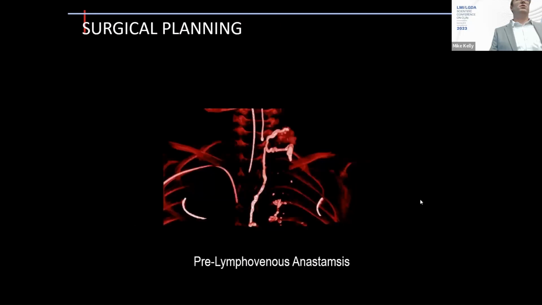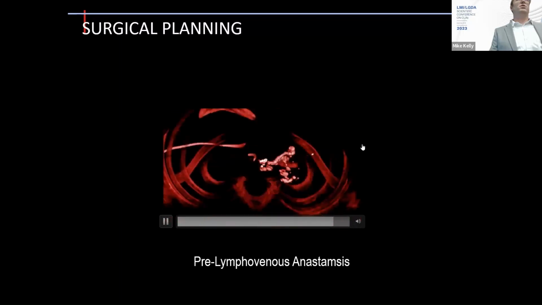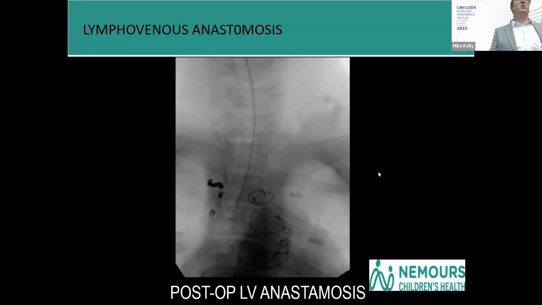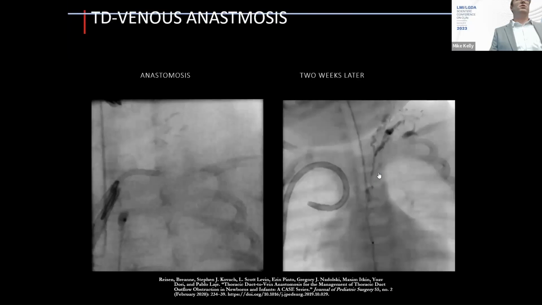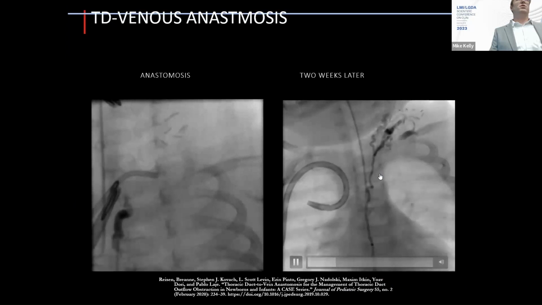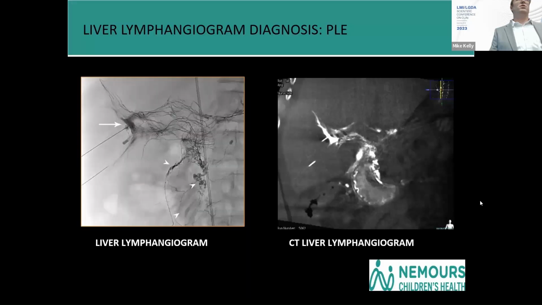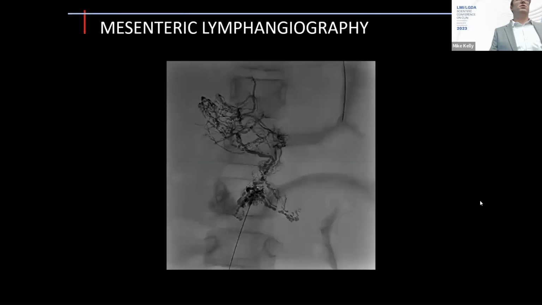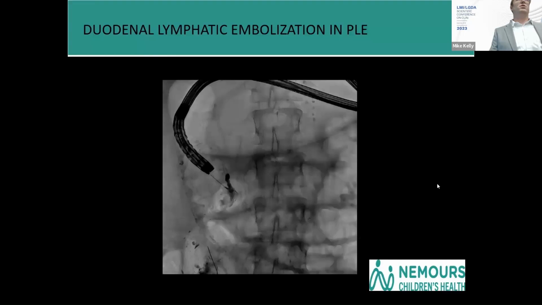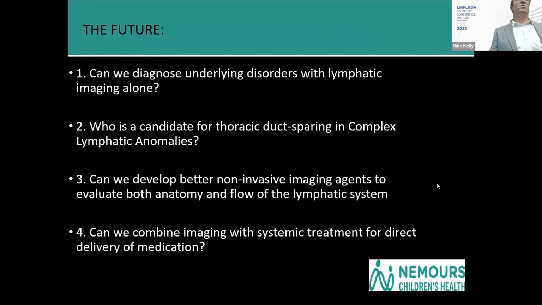Anyway, we want to move on to lymphovenous anastomosis, where we reattach an obstructed thoracic duct to the venous system. That's what this is. Basically, this is just a post where you can see an obstructed thoracic duct has been reattached to the venous system. We can do liver lymphangiography. We can do mesenteric lymphangiography at this point, and skip that.